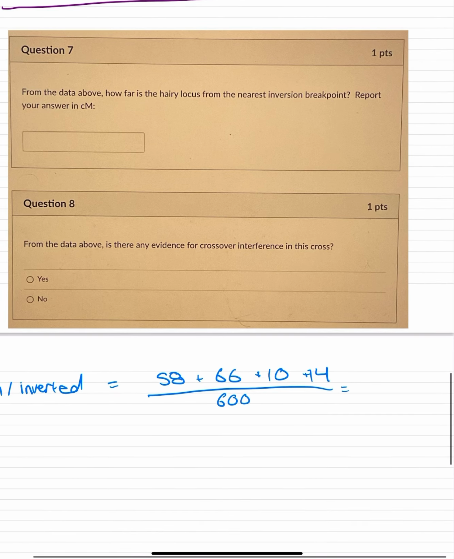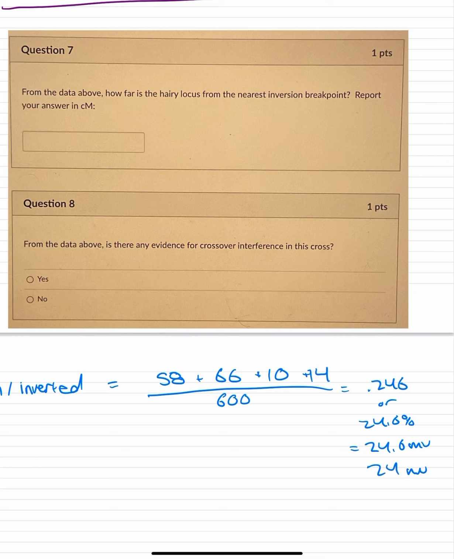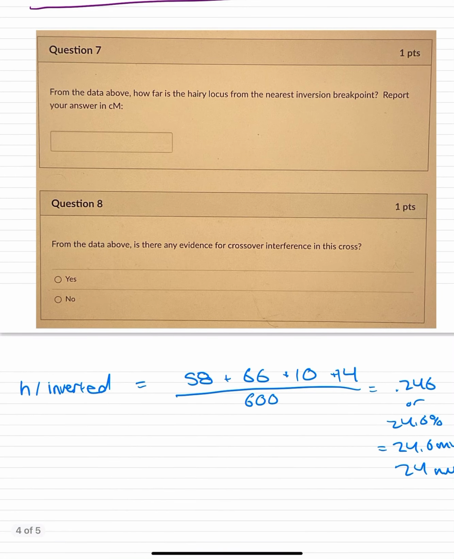And that's going to give us, we have to plug that in a calculator. That gives us 0.246 or 24.6%. And remember, percentage is directly equal to map units, so that equals 24.6 map units. Let's just write it down as 24 map units. So that is the recombination rate between H, hairy, and the inversion breakpoint. So the answer would be 24.